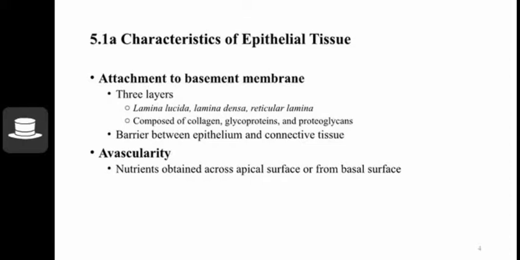The epithelial tissue attaches to the basement membrane. There's three layers. There's a lamina lucida, a lamina densa, and a reticular lamina. There's a lot of collagen, glycoproteins, and proteoglycans, and these are all important, especially in connective tissue, to help hold it together and help the epithelial cells attach to that connective tissue.